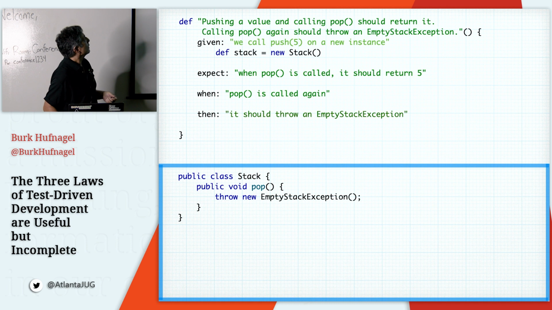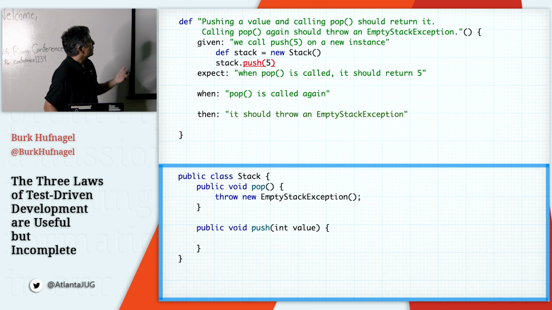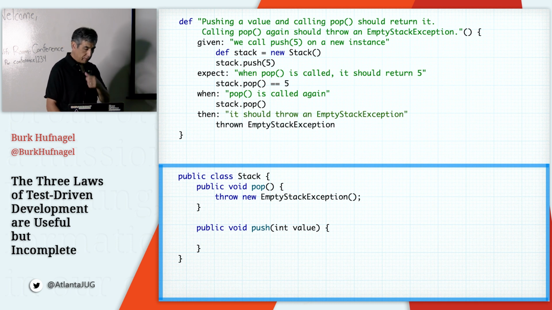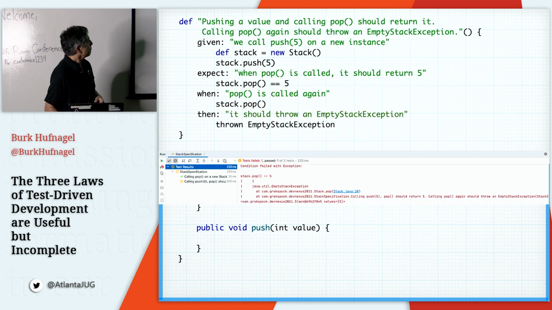Okay, so we've got this. So the stack works. We're going to call push. We don't have a push, so we have to create push. You notice it's empty, but it makes the compiler happy, so we keep going. We're going to call pop and make sure it equals 5. This is the assertion piece, right? If it's not 5 at this point, it's going to say that this test failed. We call pop a second time, and we expect it to throw the empty stack exception. Well, it fails. Right? We expected that.